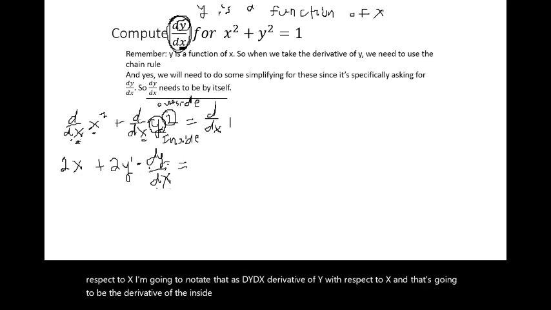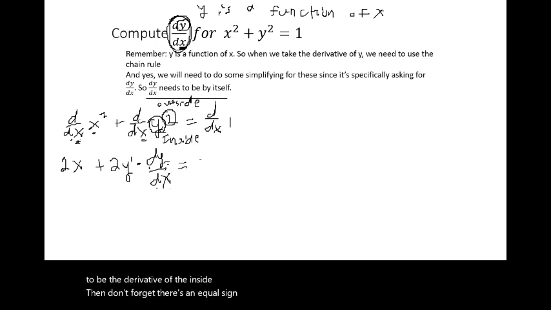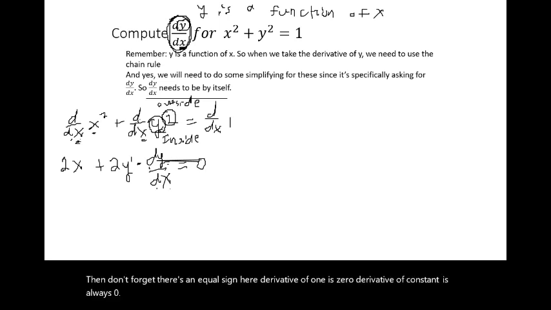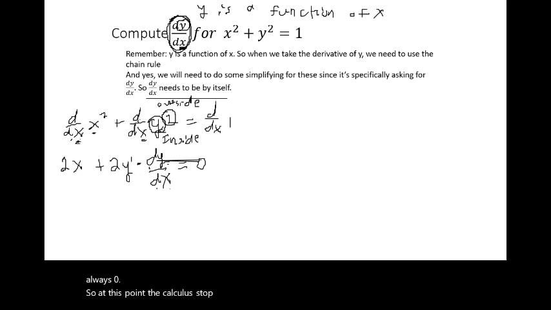Then don't forget there's an equal sign here. Derivative of 1 is 0. Derivative of a constant is always 0. So at this point, the calculus step is done. However, it's specifically asking for dy/dx, so we need to do a little bit of work to get dy/dx by itself.